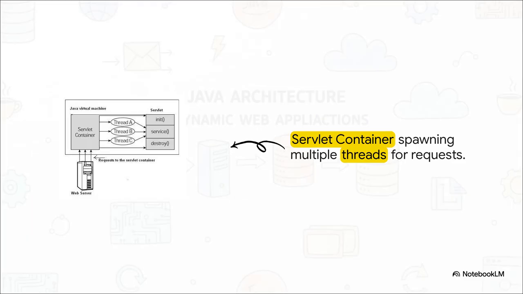But here is where the architecture gets genuinely brilliant. How does it handle massive traffic? Well, instead of wastefully spinning up a brand new servlet for every single user, the servlet container uses that one single instance we just talked about. Then it simply spawns a new lightweight thread, thread A, thread B, thread C, for each individual request. Each of those threads executes that tireless service method simultaneously. It's what makes the whole system so incredibly fast and scalable.